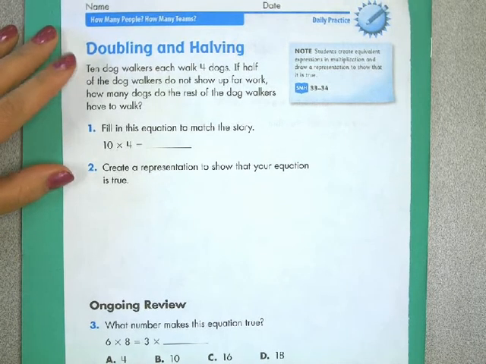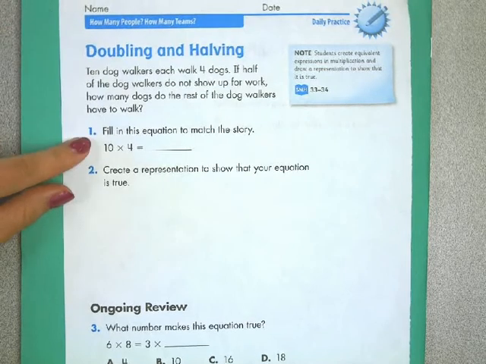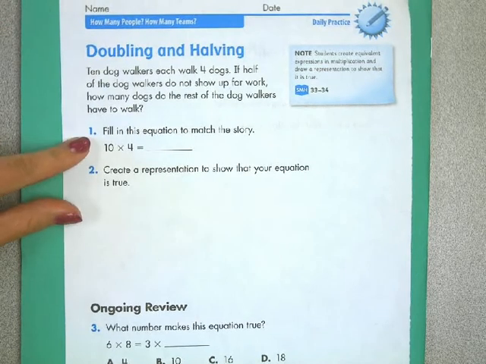Alright, 10 dog walkers each walk 4 dogs. If half of the dog walkers do not show up for work, how many dogs do the rest of the dog walkers have to walk? Fill in this equation to match the story.